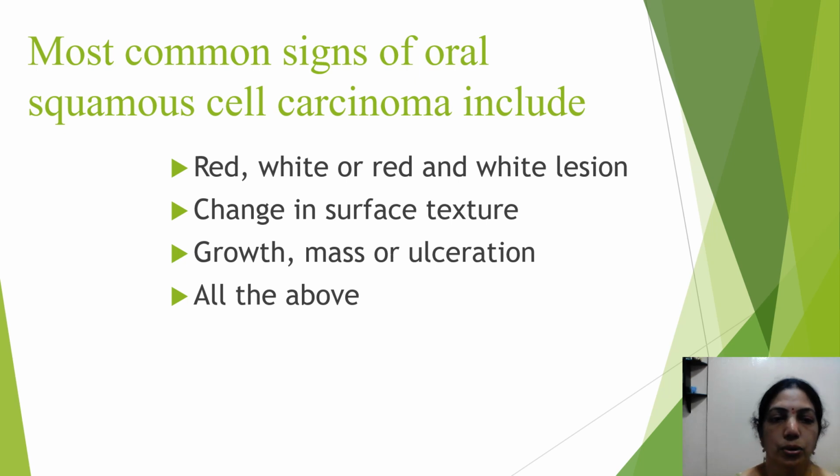Next, most common signs of oral squamous carcinoma include, signs, not symptoms: a red, white, or red and white lesion. Clinically, we will see a red lesion, white lesion, or red and white lesion. Or there is a change in the surface texture of the mucosa in any particular area. Or we will see some growth, mass, or ulceration of the mucosa, or all the above. So, which one is the most common sign of oral carcinoma clinically? All these are commonly presented clinically.